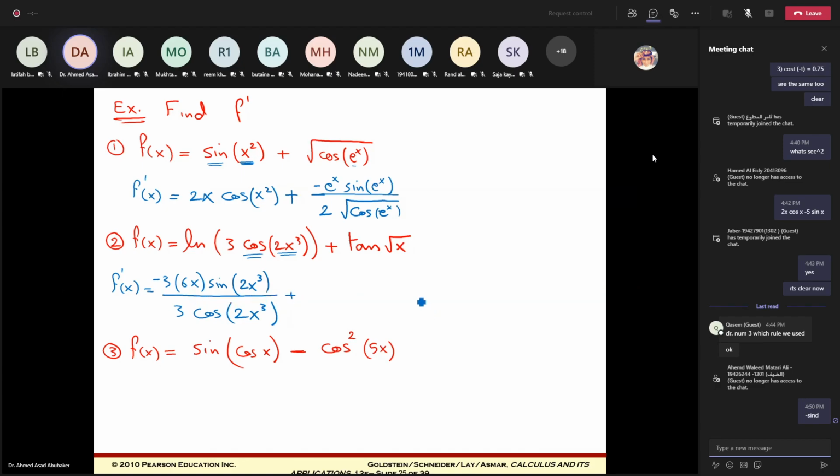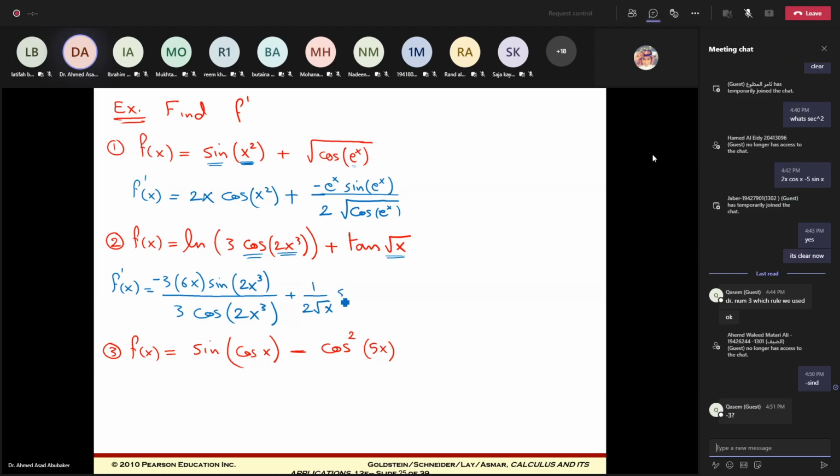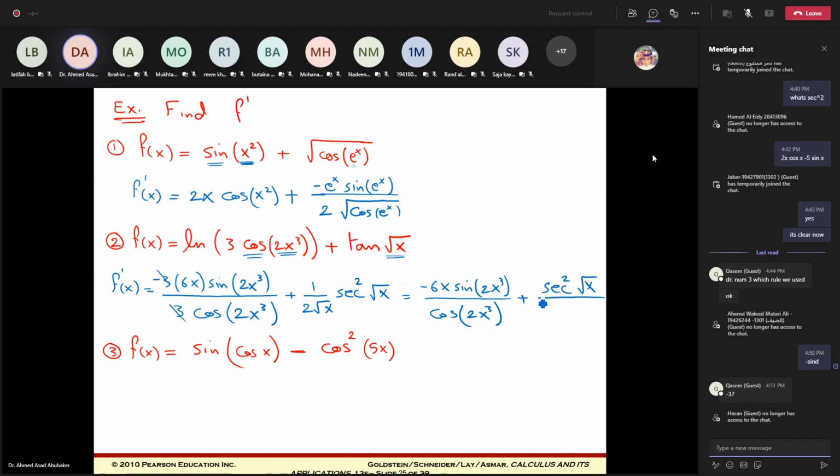Plus tan radical x. What's the derivative of radical x? 1 over 2 radical x. What's the derivative of tan? Secant square radical x, like this. This is equal, after simplifying, we can remove 3 with 3, so we have minus 6x sine 2x to the power 3 over cosine 2x to the power 3, plus secant square radical x over 2 radical x, like this.